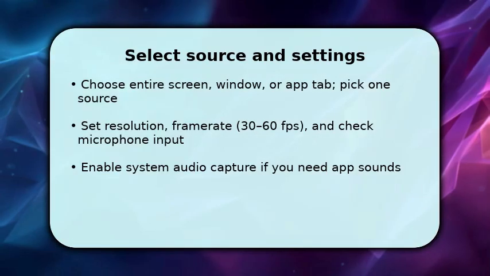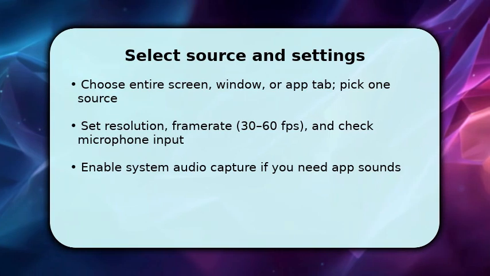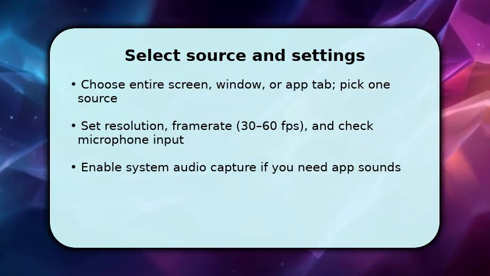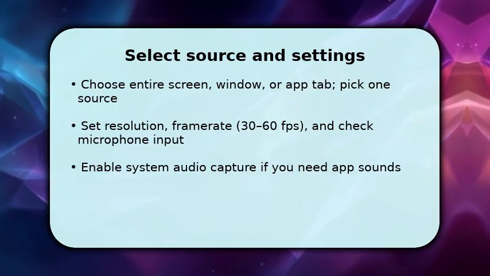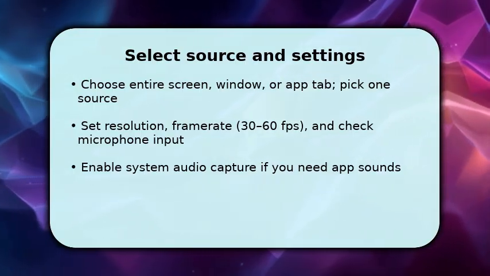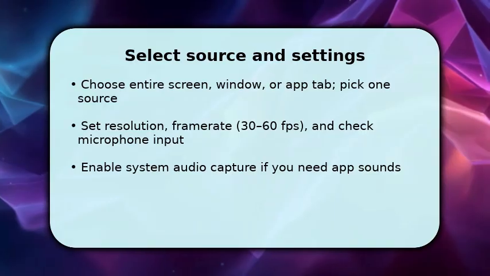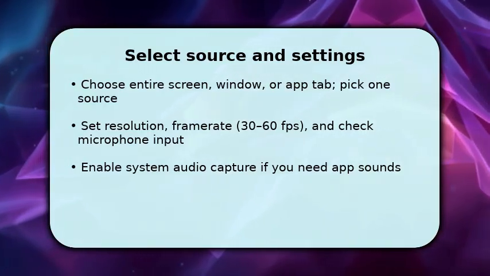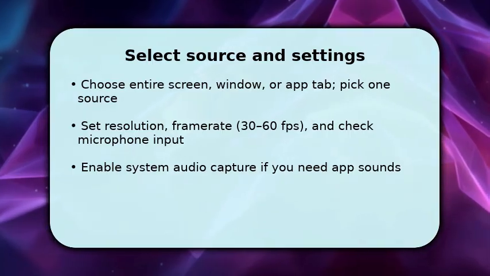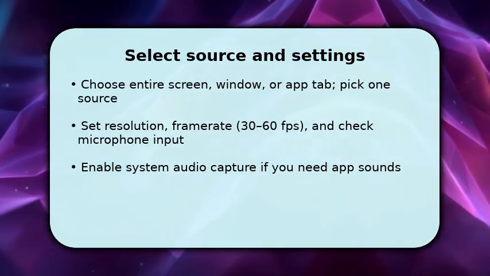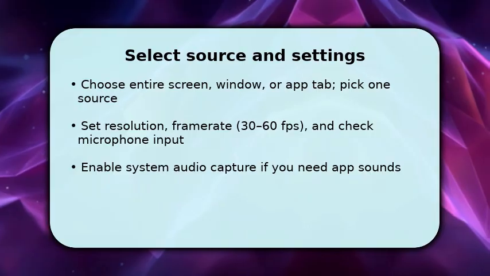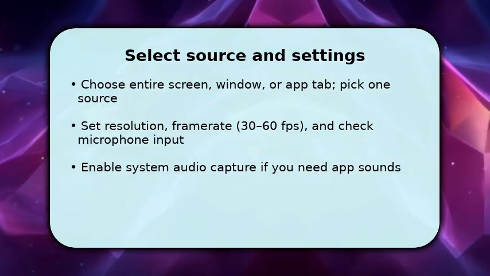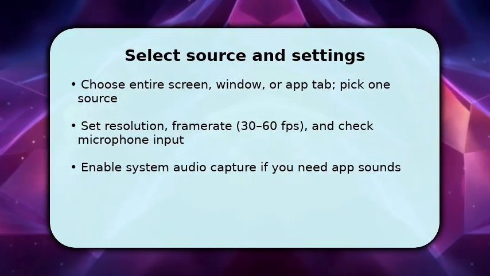Next, you select exactly what to share and why. Pick entire screen for demos, a window for a single app, or a browser tab for media. Once chosen, adjust resolution and frame rate, 30 FPS for slides, 60 FPS for smooth motion, and confirm microphone and system audio sources so people hear you and the app. Make sure to toggle optimize for video or cursor highlighting if available. These settings control quality and privacy, so tweak them before you hit share.